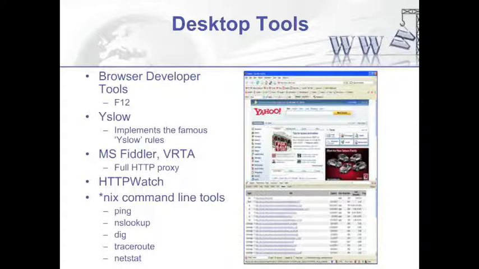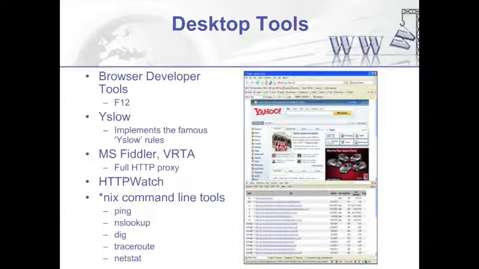Obviously, the browser developer tools obtained from hitting F12 is a good source. YFlow, developed by Yahoo and the Exceptional Performance team, implements the famous YSlow rules. These are heuristics developed by Yahoo to make pages faster. They're outlined in that book that I was telling you about earlier and discussed in detail in my book as well. Microsoft Fiddler, Virtual Round Trip Analyzer is available, HTTP Watch.